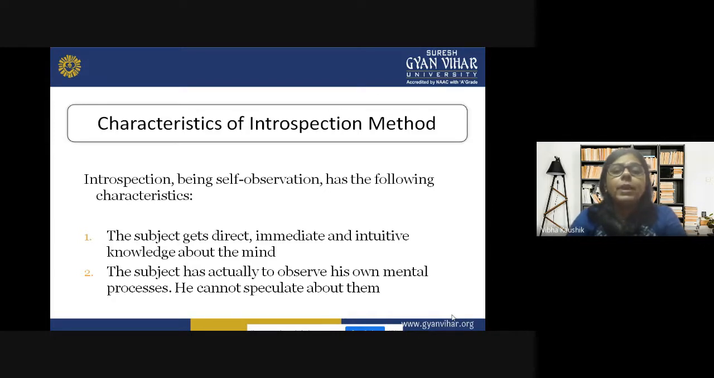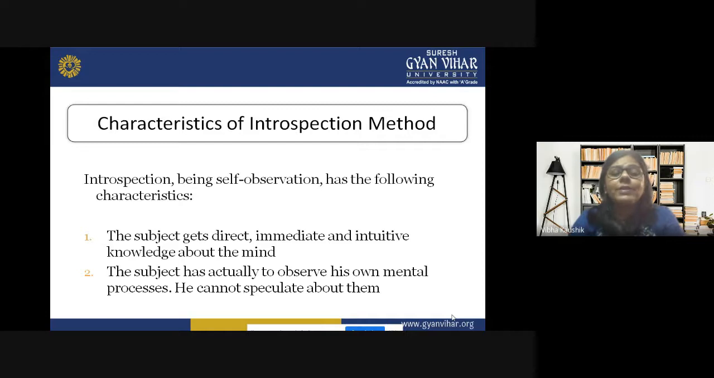Introspection means self-observation, and it has the following characteristics. The first one is that the subject gets direct, immediate, and intuitive knowledge about the mind, because he is self-evaluating and self-observing his own mind.